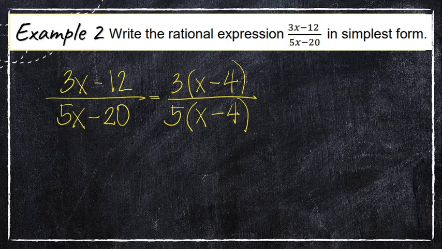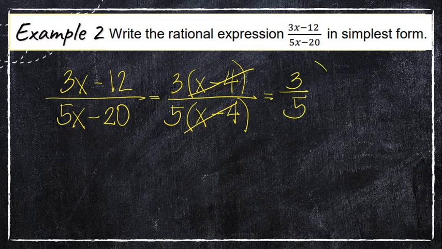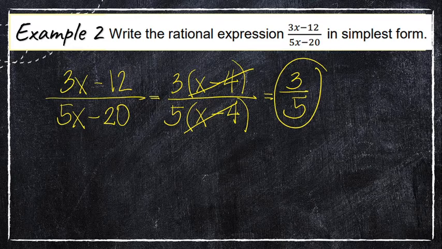As I said, we're going to cancel or remove common factors and not common terms. So we're not going to cancel x and x. Instead, we're going to cancel the whole factor, which is x minus 4. And then the remaining, we're just going to rewrite, 3 over 5. And this is the simplest form of 3x minus 12 over 5x minus 20.